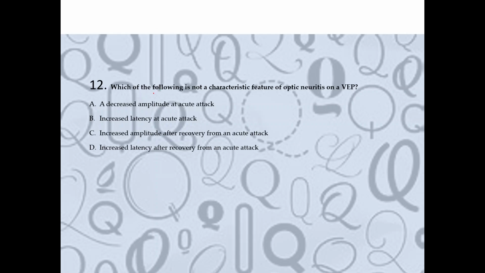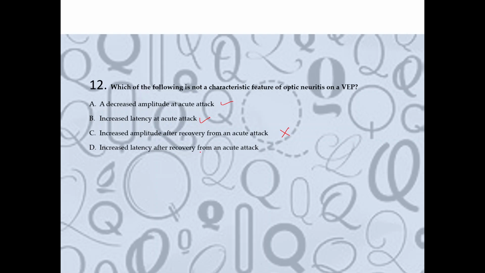So next question, which of the following is not a characteristic feature of optic neuritis on a VEP? Okay, so we discussed this. A decreased amplitude at the acute attack, yes, this is possible. Increased latency at an acute attack, this is also possible. So decreased amplitude, increased latency. Increased amplitude after recovery from an attack. So I said the amplitude cannot increase, it can come back to normal but it cannot increase from normal.